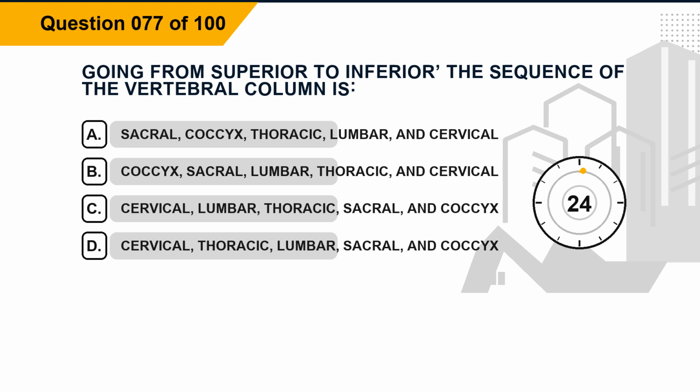Question 77. Going from superior to inferior, the sequence of the vertebral column is: Option A, sacral, coccyx, thoracic, lumbar, and cervical.